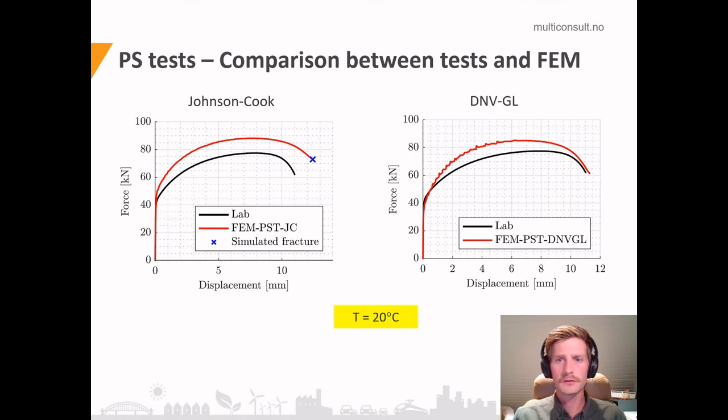Here are the results of the simulations at 20 degrees. We see that both models, they overshoot the force, but the displacement at failure is quite well captured. Remember that only the Johnson-Cook model had a failure criterion incorporated.